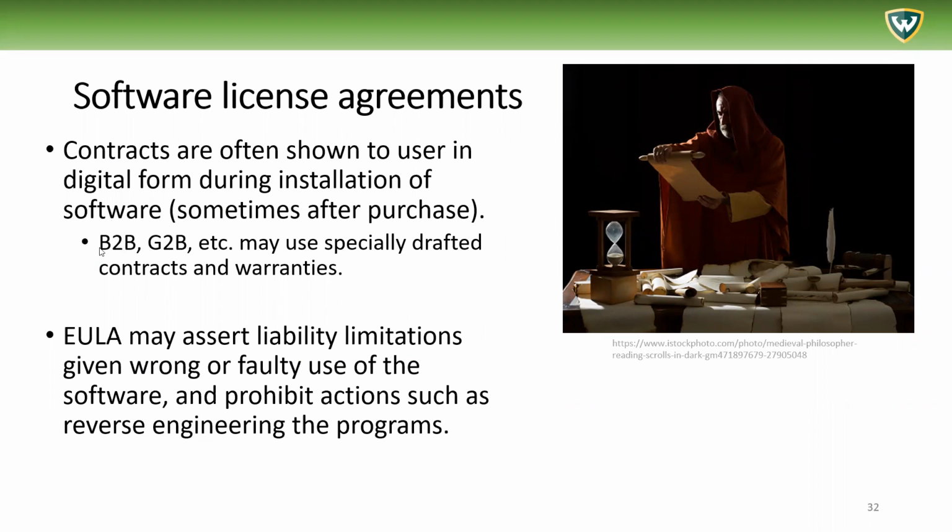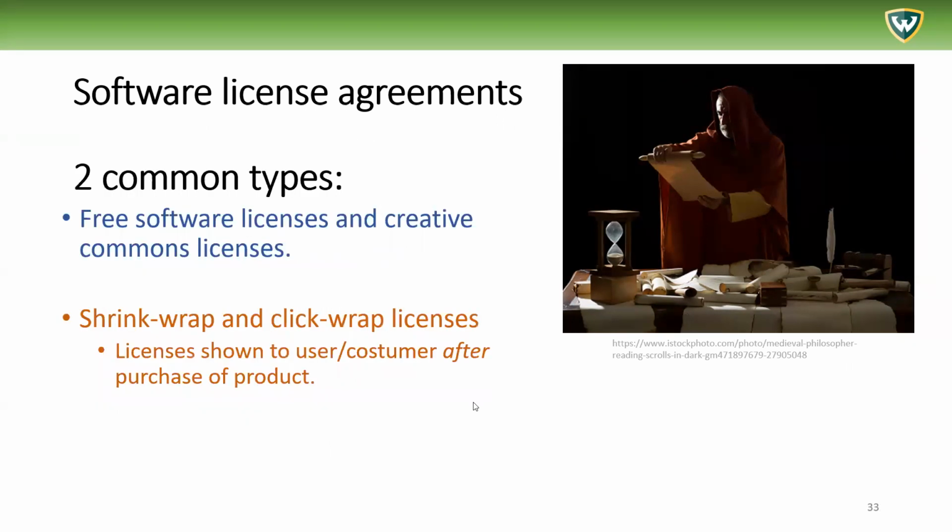But let's recall that in business to business and government to business contexts, they may use specially drafted contracts and warranties that are specific to those particular purchase and service delivery. EULAs and user license agreements may assert liability limitations given wrong or faulty use of the software, and prohibit actions such as reverse engineering the programs. They create many more liability limitations for the product creators, and create all other kinds of restrictions as well.